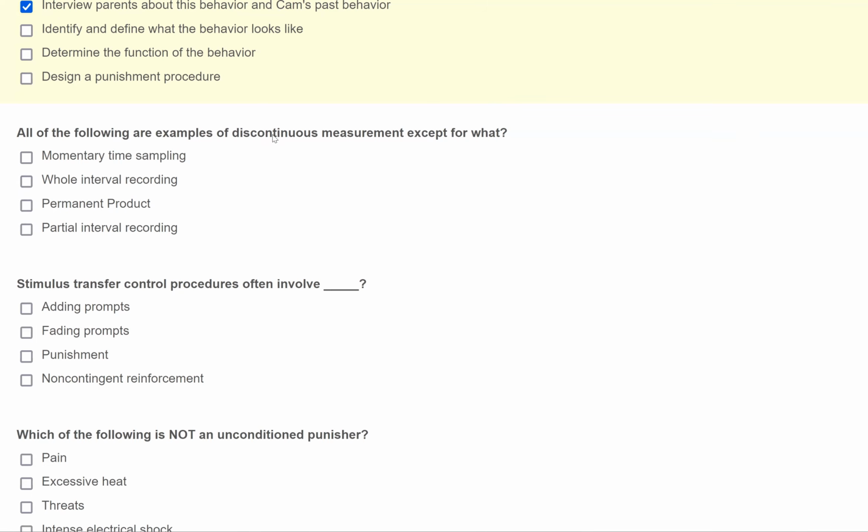All of the following are examples of discontinuous measurement, except for what? C, permanent product. Momentary time sampling, whole interval, and partial interval are all types of discontinuous measurement.